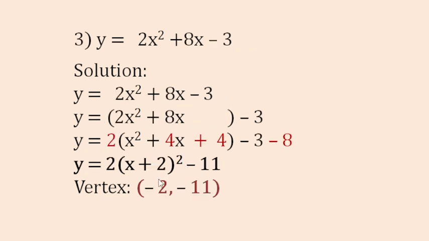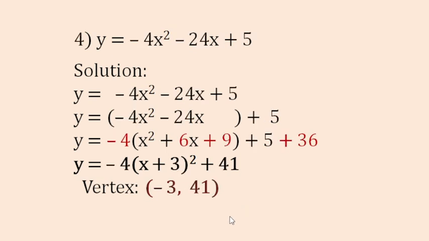Item number 3, our vertex form is 2 times the quantity x plus 2 squared minus 11. Our vertex is negative 2, negative 11. And item number 4, our vertex form is negative 4 times the quantity x plus 3 squared plus 41. And our vertex is negative 3, 41.